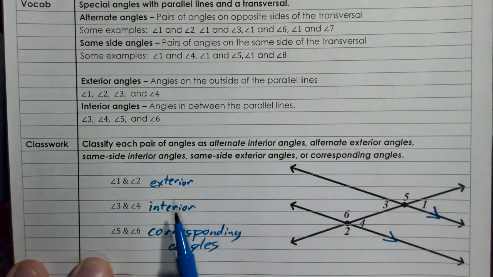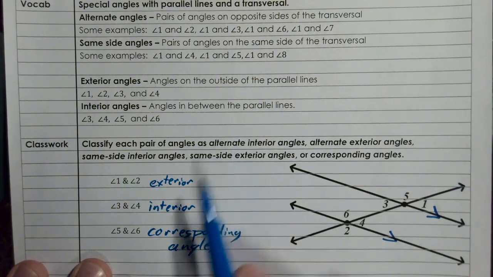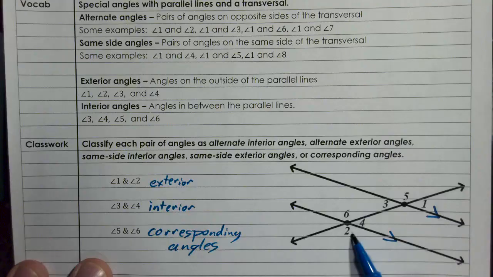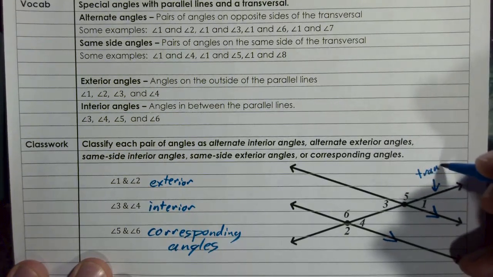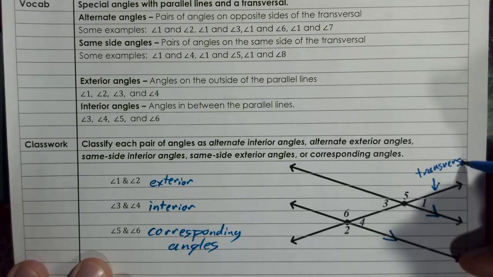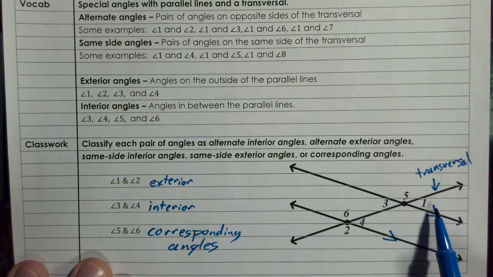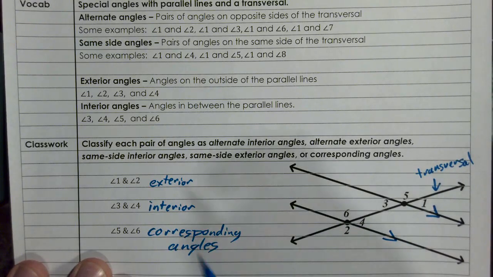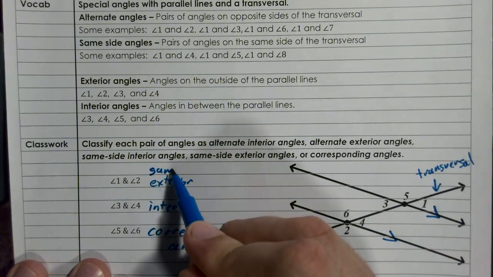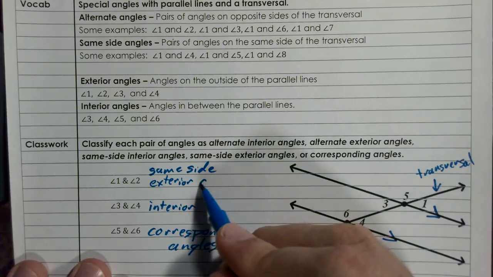Now with exterior and interior, we're always going to pair them with either same side or alternate. So let's look at 1 and 2 again. Are they on the same side of this transversal or on the opposite side? Well, they're both on this side of our transversal. 3, 5, and 6 are on the opposite side. So these are same side exterior angles.